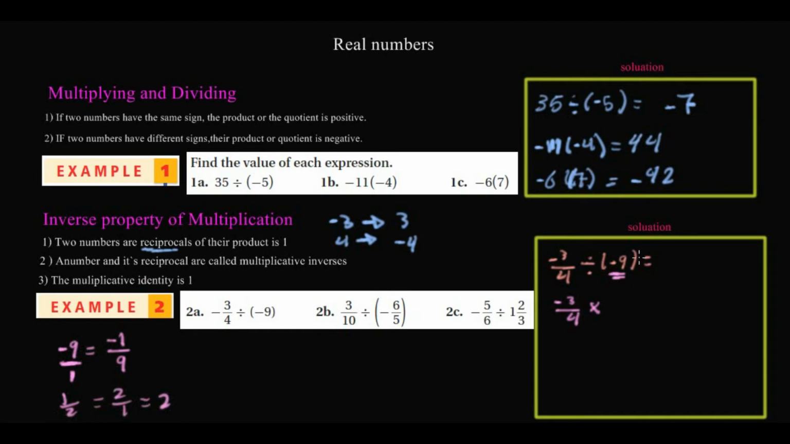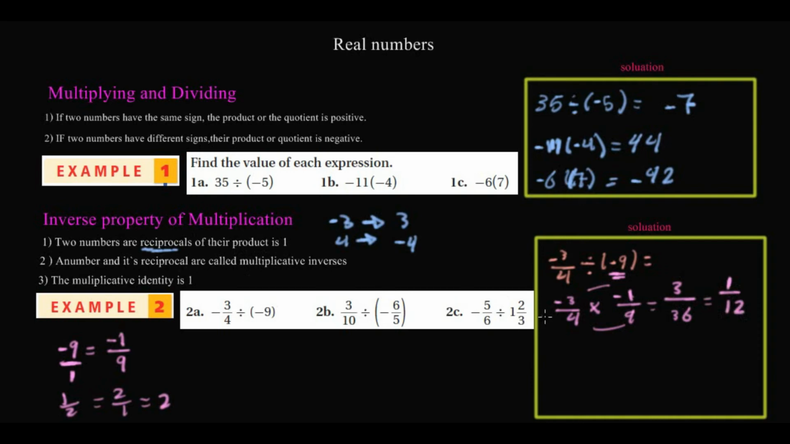So here I just replace negative 9 by its reciprocal, which is negative 1 over 9, and multiply numerators together and denominators together. Here I multiply negative 3 by negative 1, two numbers with the same sign, so the answer is going to be 3, and 4 multiplied by 9 equals 36. Divide by 3 to simplify the fraction, and it is going to be 1 over 12.